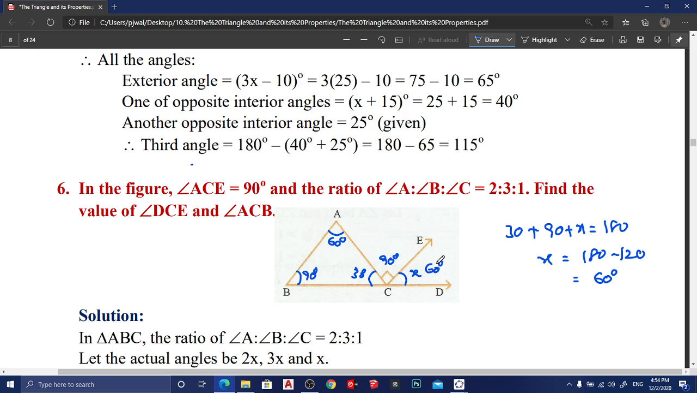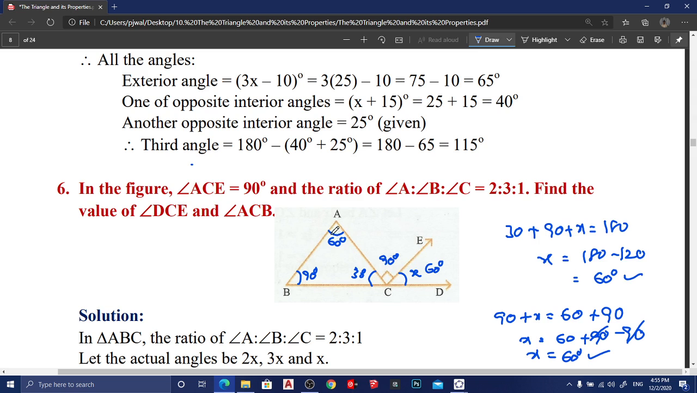This is one method. Okay, another method is by adding these two you will get an exterior angle. The exterior angle is equal to the sum of these two interior angles. Means if you take this as x, 90 plus x is equal to 60 plus 90. Sending this 90 across, you will get minus 90, 90 gets cancelled. Again you will get 60 degrees only, the same value. So you can apply these two properties to find out this x value here.